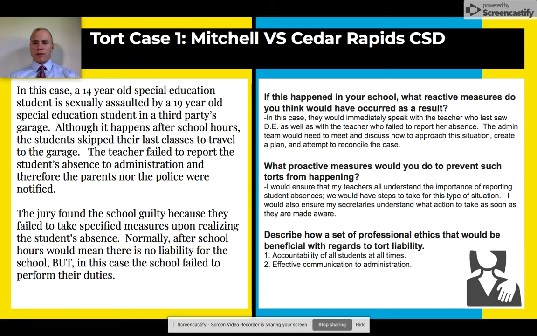Proactive measures, just make sure that we understand as staff the importance of reporting student absences. We can't just let it go if it's the end of the day. We have steps for that type of situation. And then make sure our secretaries understand the actions to take as soon as they're made aware. And then a couple sets of ethics: accountability for all students at all times, and effective communication.